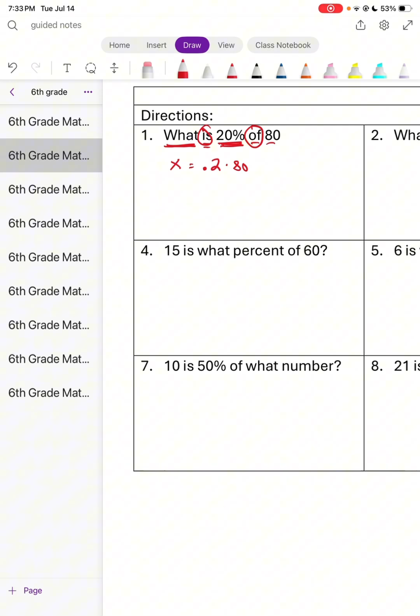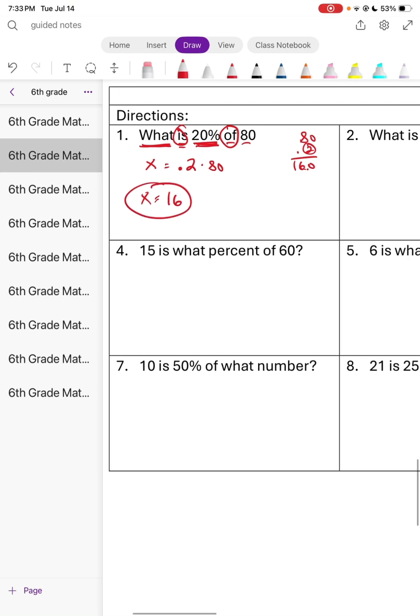That's it. To multiply that together, you can actually type it into your calculator. 2 times 80 is 160. We need one number to the right of the decimal, so our answer is going to be 16.0 or 16. So 20% of 80 is 16.